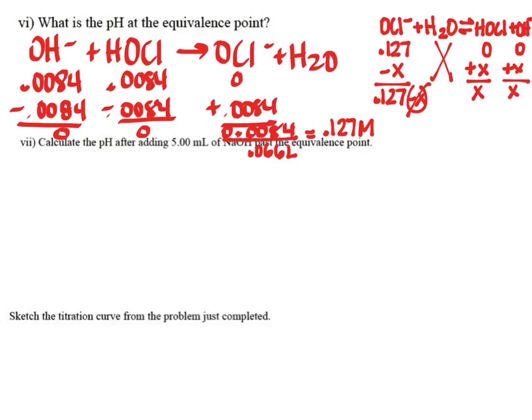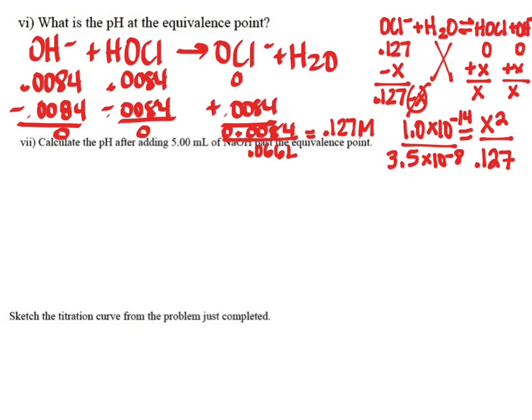Okay, so now how are we going to solve for X? We need Kb, but we are given Ka. So 1.0 times 10 to the minus 14 over 3.5 times 10 to the minus 8. So X at this point, which is equal to our hydroxide concentration, is what?